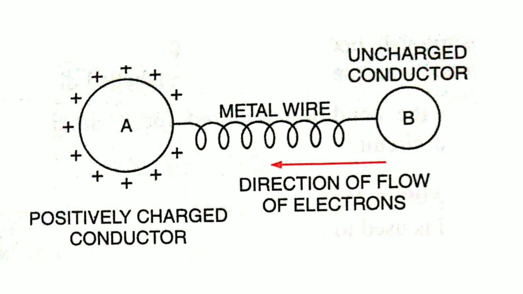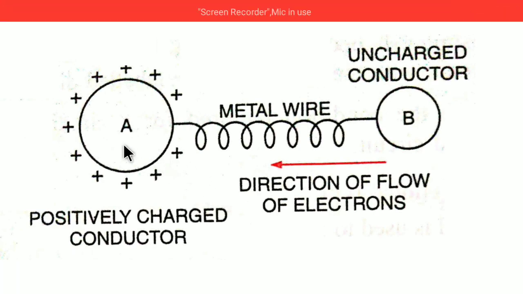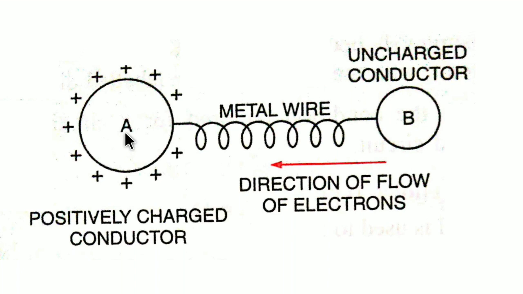Let's say that we have a positively charged conductor A and it is connected through a metal wire to uncharged conductor B. So when the positively charged conductor is connected with uncharged conductor, the electrons from this uncharged conductor B will start flowing in order to balance the deficit of electrons in conductor A. So this movement of electrons continues till both the conductors have equal concentration of electrons.